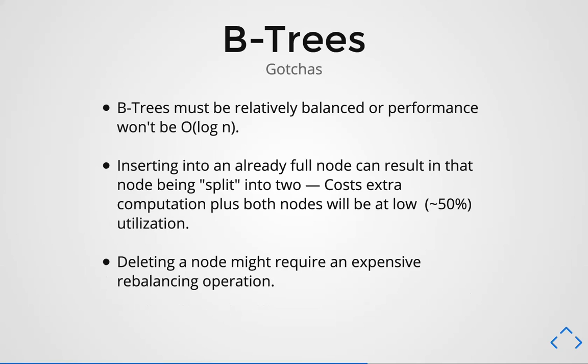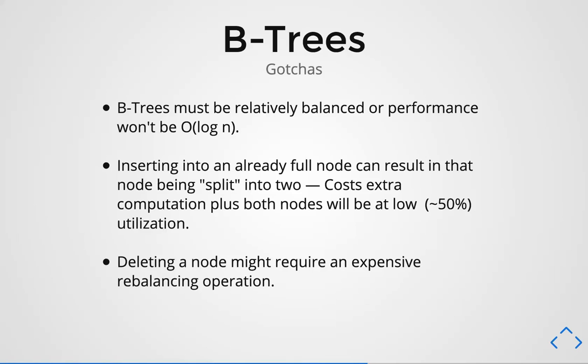Just like hash tables, there are some gotchas. Okay, so B trees have to be relatively balanced, otherwise the performance won't actually be log n. So that means when we build the B trees, we have to be careful to make sure that we're allocating appropriately balanced B trees, not just always following the left pointer and putting things on the left pointer, or we'll end up with a linked list. So this is an implementation detail that can be tricky. There's a lot of interesting algorithmic work to help build the B tree in a balanced way.